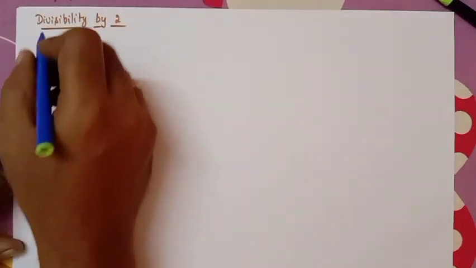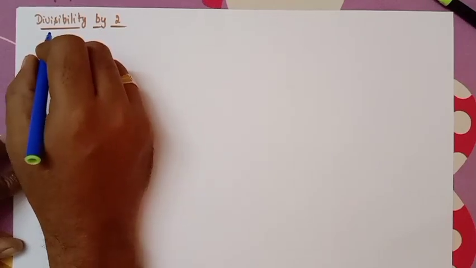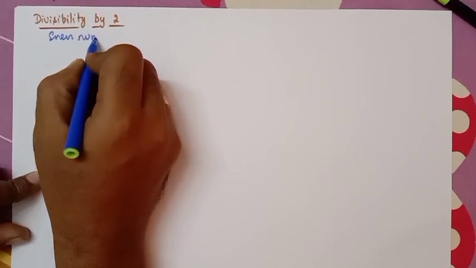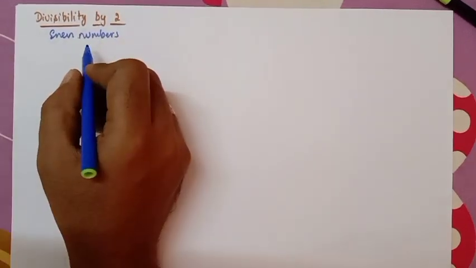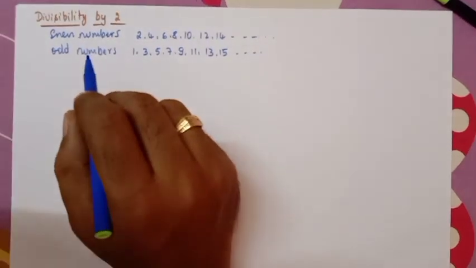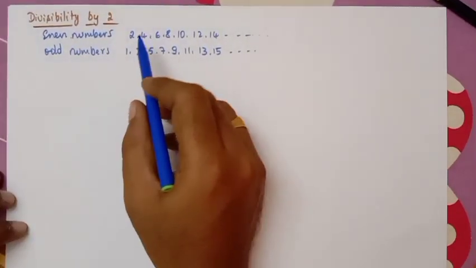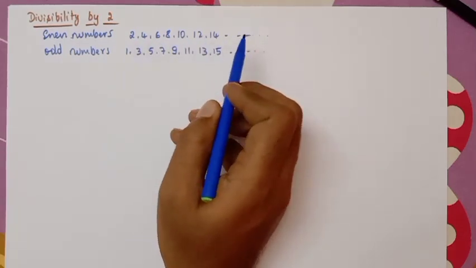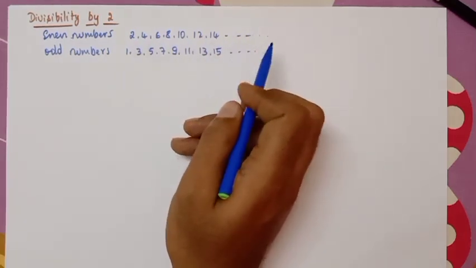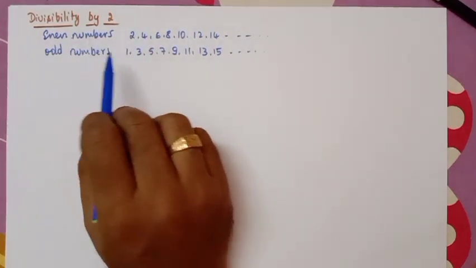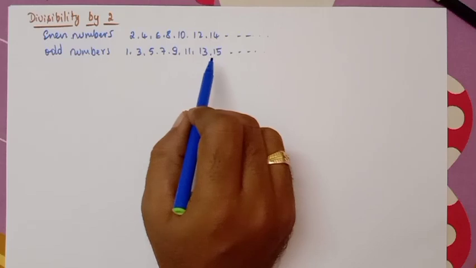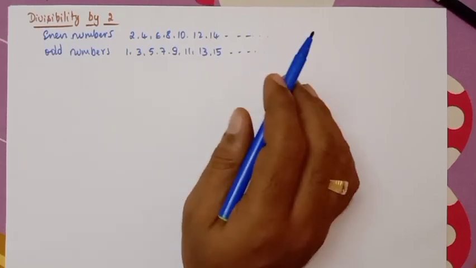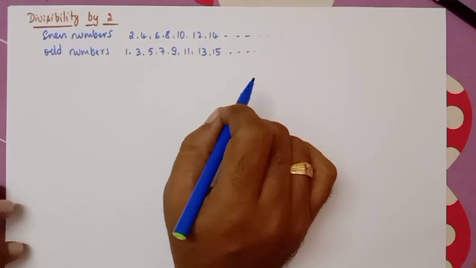Divisibility by 2. You need not think too much about this one, as you are all familiar with it. If you are familiar with even numbers and odd numbers, your even numbers 2, 4, 6, 8, 10, 12, 14, etc. are all divisible by 2. Whereas odd numbers 1, 3, 5, 7, 9, 11, 13, 15, etc. are not divisible by 2.